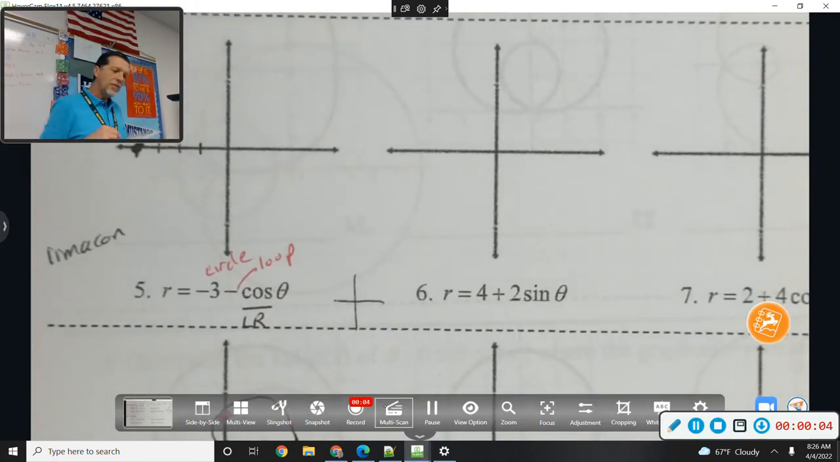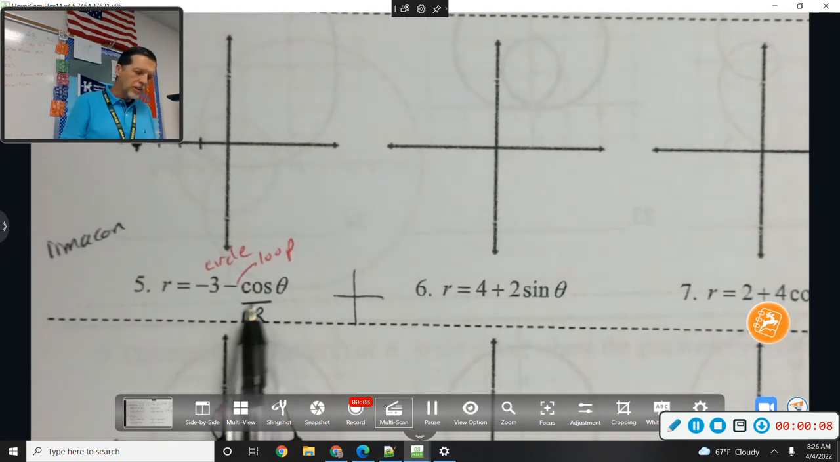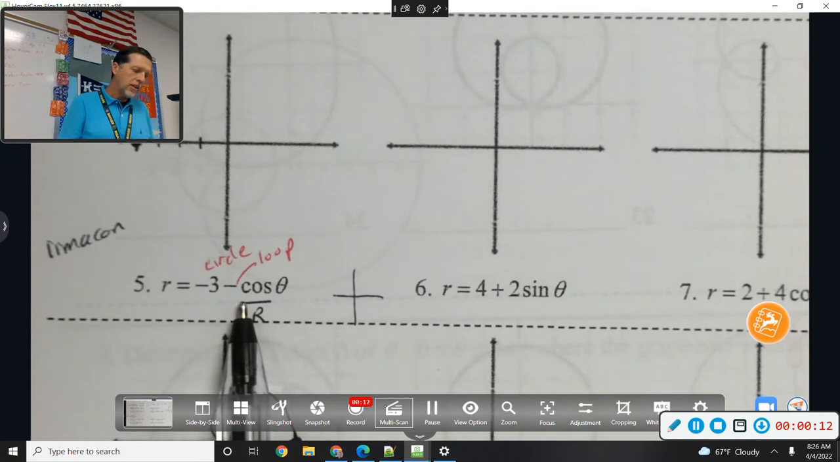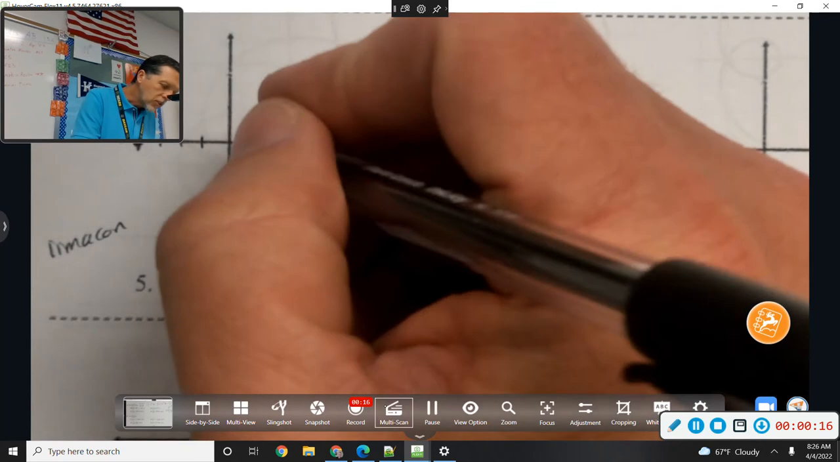So looking at number five, it's a limaçon because of how the formula looks. Cosine means it's left and right. Negative means it's pointing to the left. 3 plus 1 is 4. 3 minus 1 is 2.